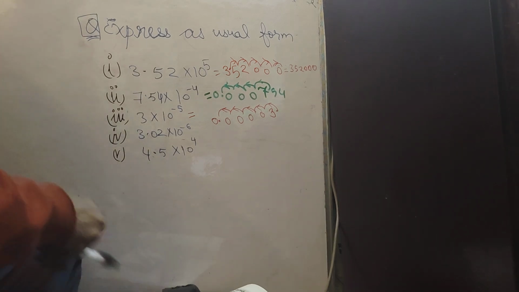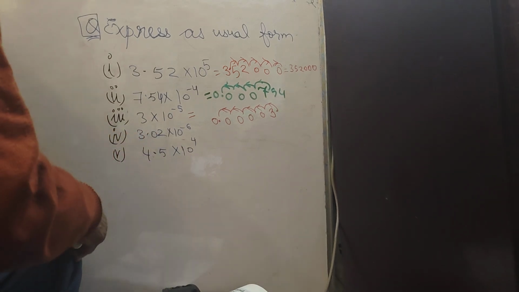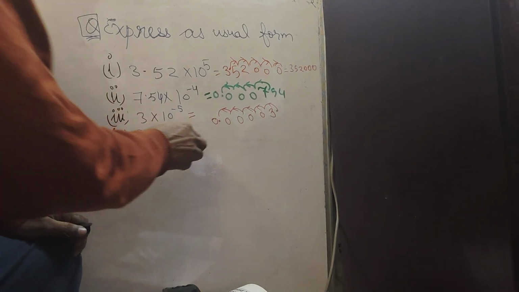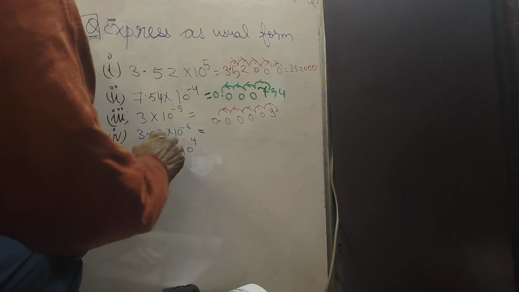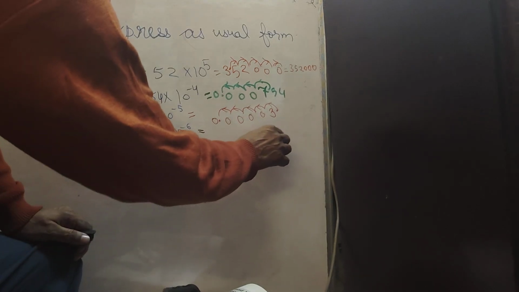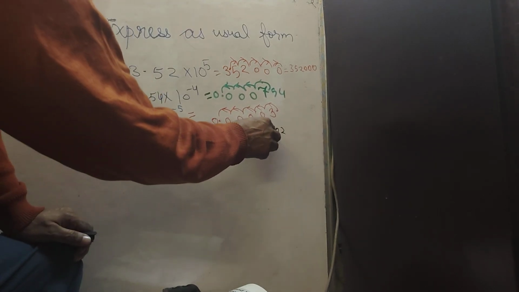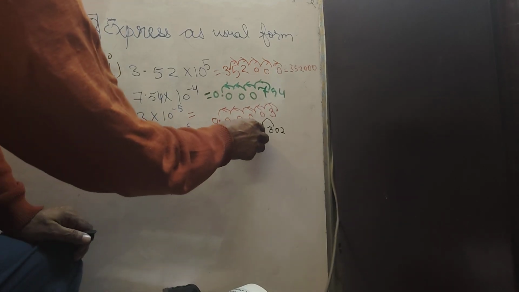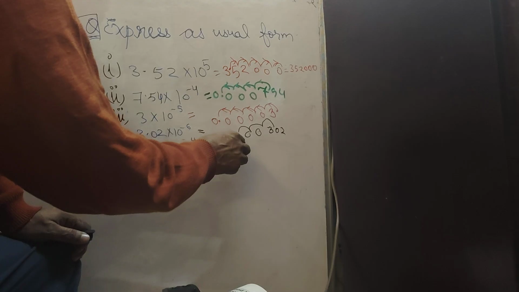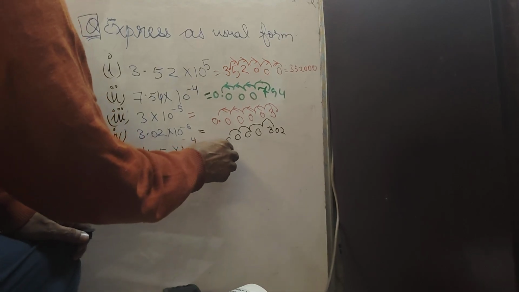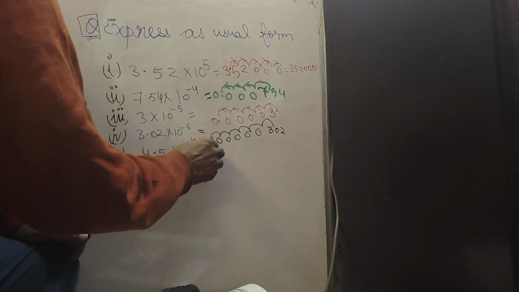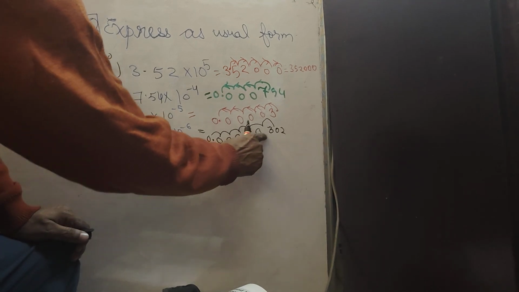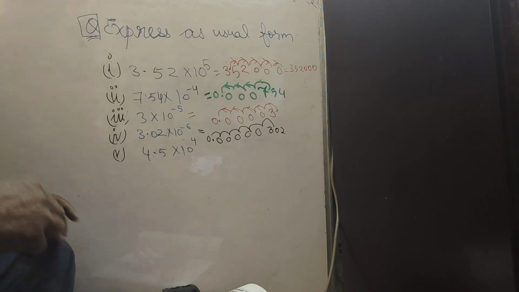Now the fourth answer is 3.02 × 10 raised to the power minus 6. This is again a negative exponent problem, so we shift the decimal to the left side. We write 302 first, and from here we want to shift the decimal 6 digits: first digit, second, third, fourth, fifth, sixth digit, then the decimal. So 0.00000302 is the final answer.